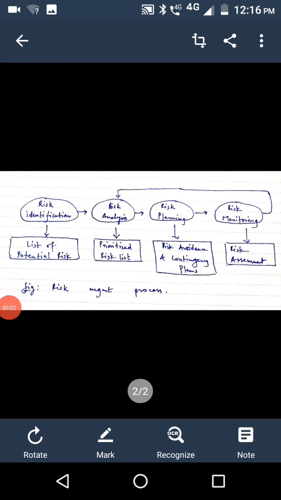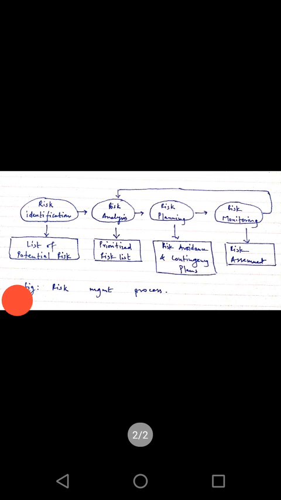Hello everyone. In today's lecture, we are going to discuss the RMMM plan, that is Risk Mitigation, Monitoring and Management Plan. Before we begin that, we need to understand the risk management process.